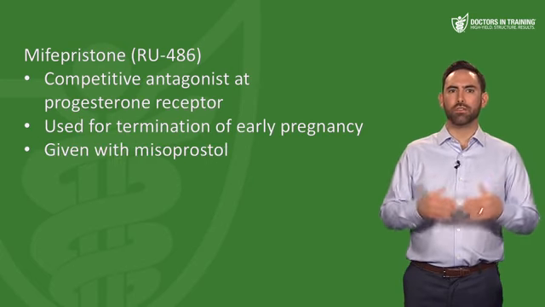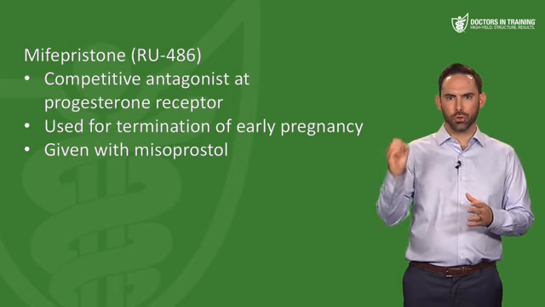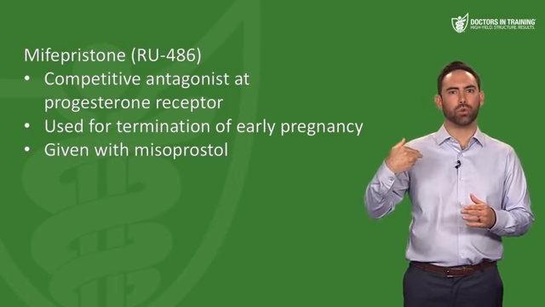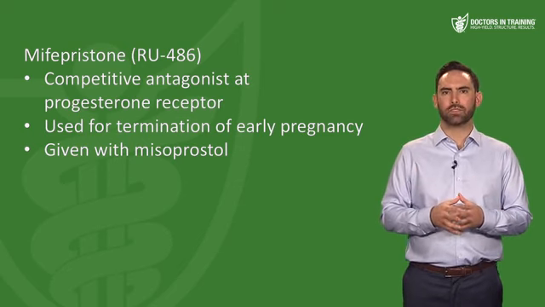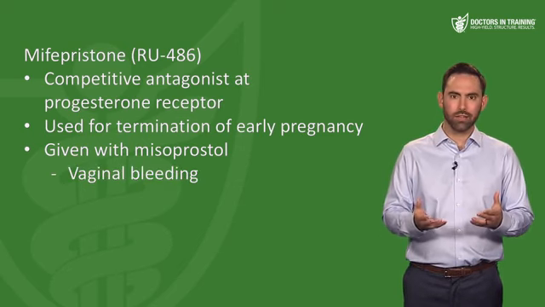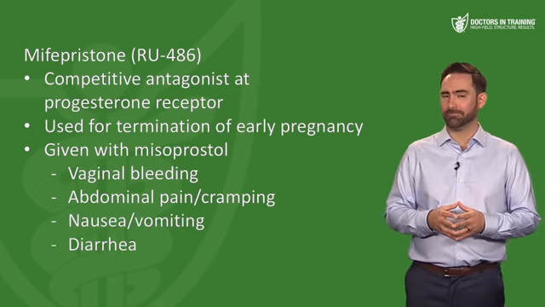And you usually give mifepristone along with misoprostol. The misoprostol increases the uterine contractions to ensure that the detached blastocyst is expelled. Side effects of this regimen include vaginal bleeding, abdominal pain and cramping, nausea, vomiting, and diarrhea. Okay, that's it for this lecture. Now it's time for the end of session quiz.